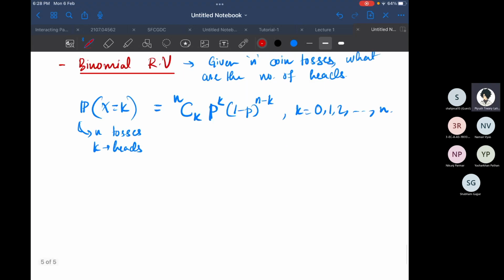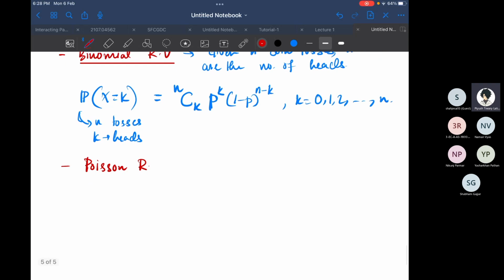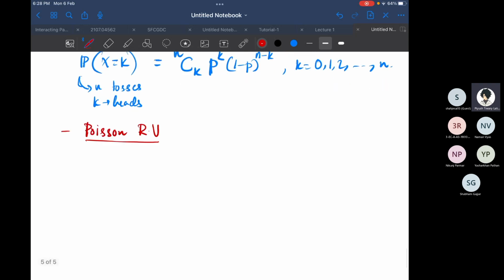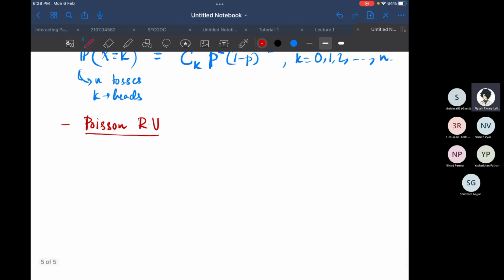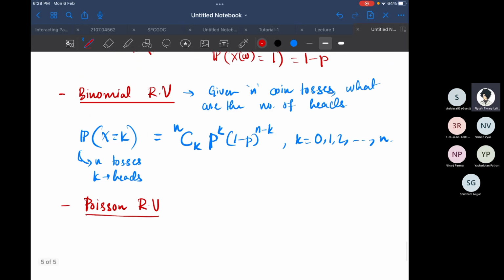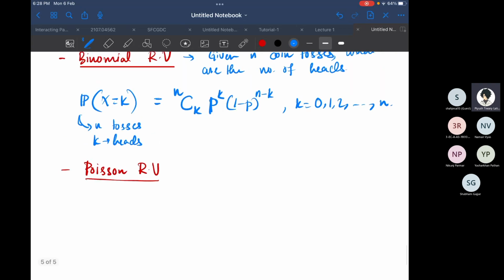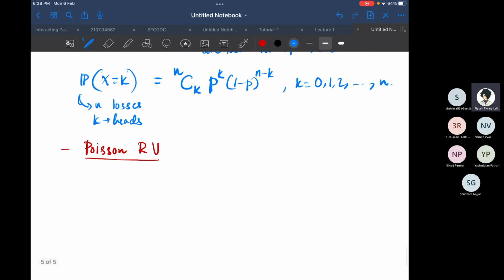Similarly, there is another random variable which is quite famous, which is Poisson. Some people call it poison, but it's not poison, it's Poisson. I call it Poisson because poison gives a wrong impression. So what is a Poisson random variable? You can just remember the expression for the probability of this event.